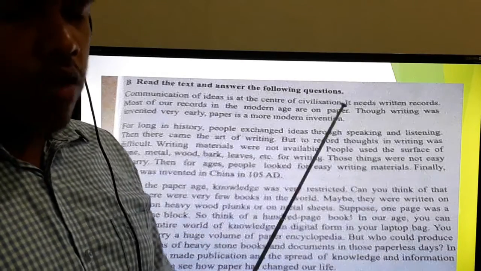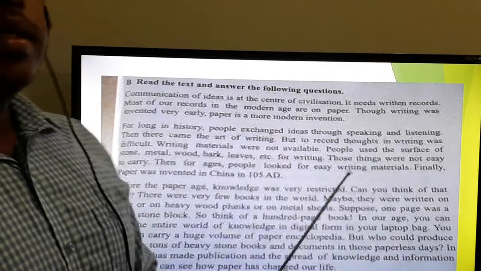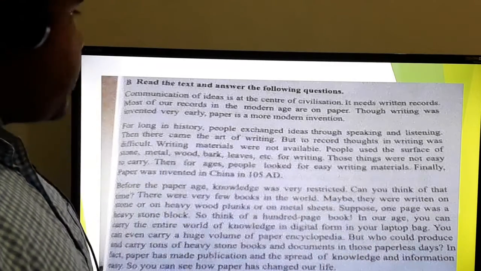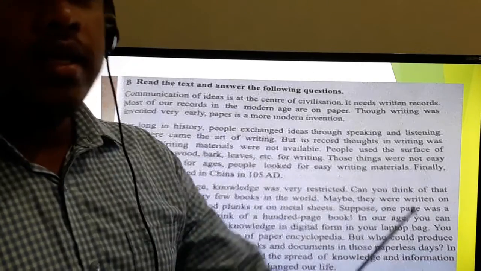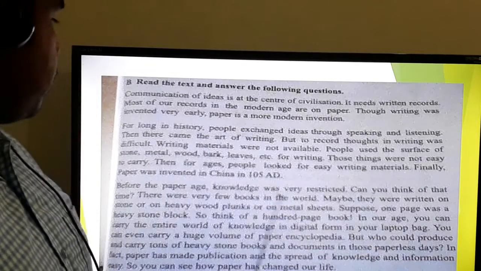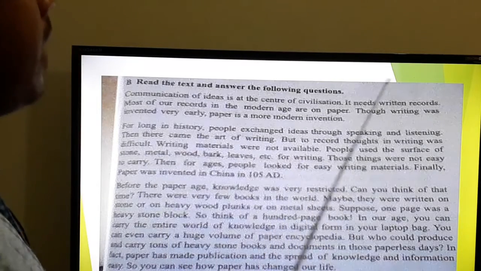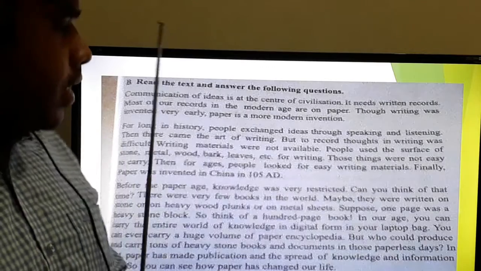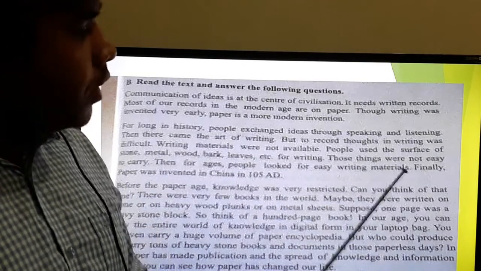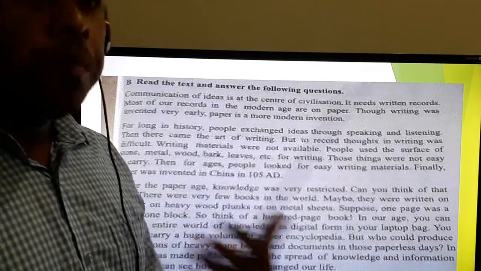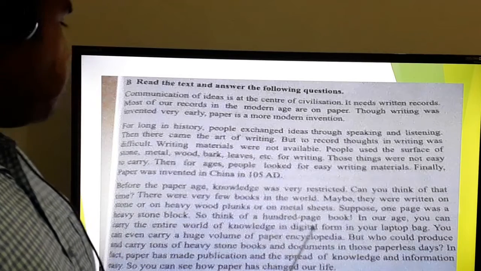We know it now. Nowadays paper is very available, and we know that writing was invented earlier, but paper is a very recent invention. For a long time in history, people exchanged ideas through speaking and listening. Students, how did people in earlier times communicate with each other? There were only two media, speaking or listening. There was no particular written form.